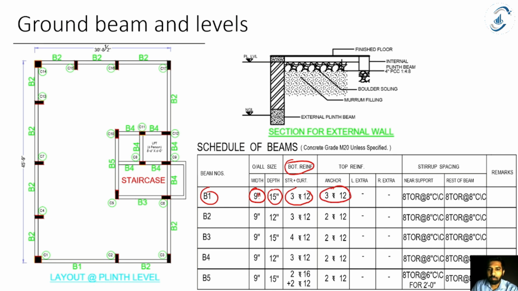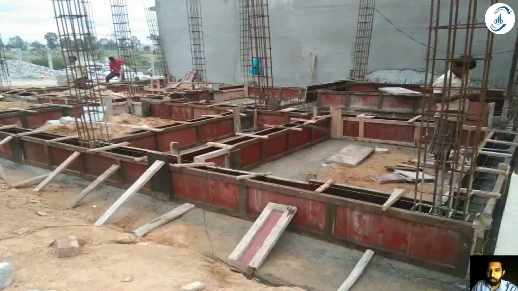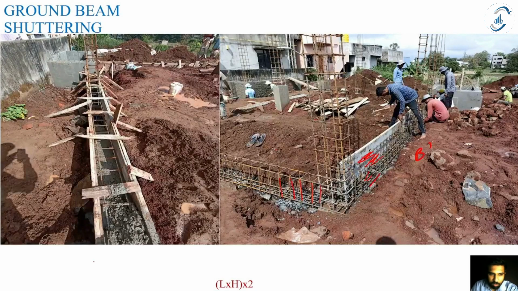So what is my bottom reinforcement? 3 number of bars. And what is the dia of my bars? This is 12 mm. Dia of my bar is 12 mm and the number of bars is 3. So here you can see very clearly. Let me erase this.